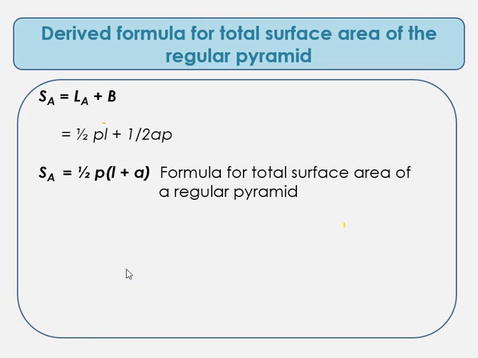We also have a derived formula for the total surface area of the pyramid. And remember, we now have the 1/2 PL. Well, the base was 1/2 AP. And if you notice, you have two 1/2s here, and you have two P's. So we can pull those out using the distributive property, and our formula now for the total surface area of a regular pyramid is S equals 1/2 P times L plus A. So that's another one that you can use for this, and this is the most specific formula.